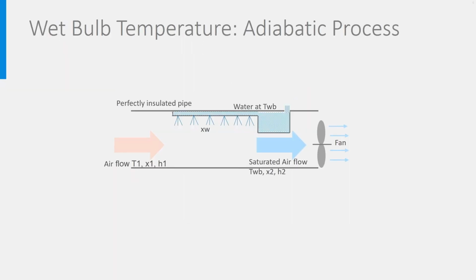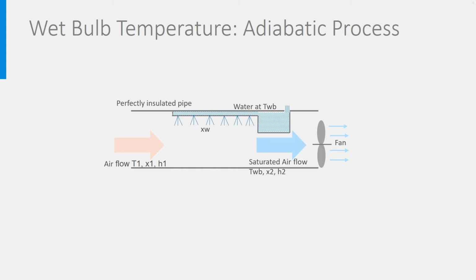By definition, the wet bulb temperature of air at a certain pressure, temperature T1 and absolute moisture content X1, is the saturation temperature TWB that the air would achieve when absorbing adiabatically as much water as needed to reach saturation, under the condition that the water is already at wet bulb temperature.